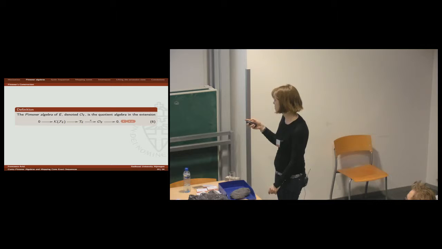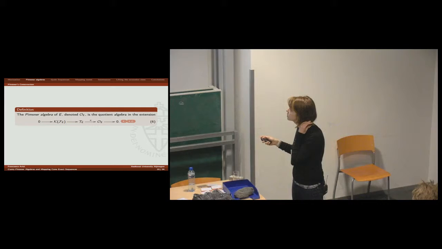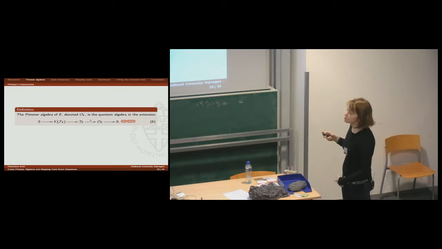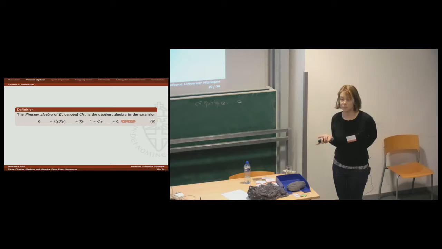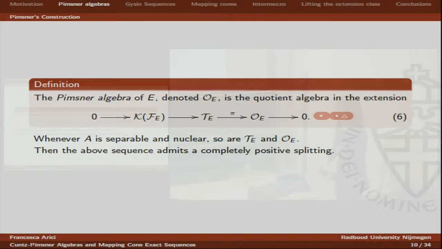Here you have the compact operators. In the middle you have the Toeplitz algebra, and then you have O_E. And of course the notation O_E is reminiscent of the construction of the Cuntz algebra, which also fits in such an extension. Some people call this algebra, as I did in the title, the Cuntz-Pimsner algebra, because they generalize the Cuntz algebras.